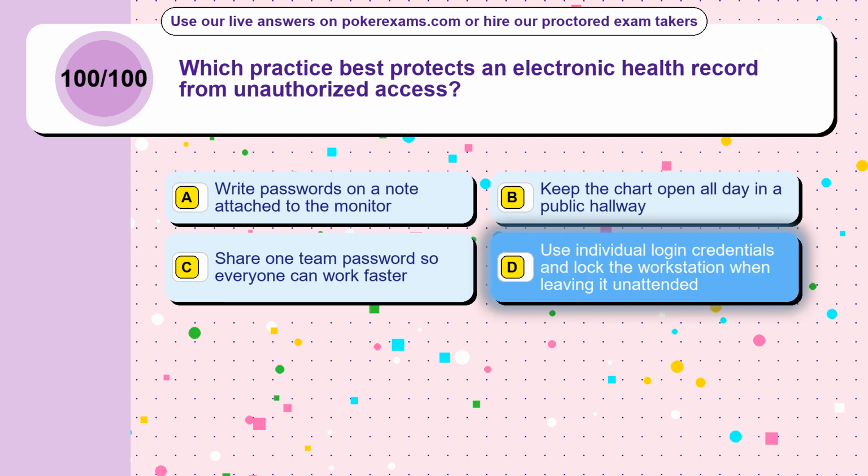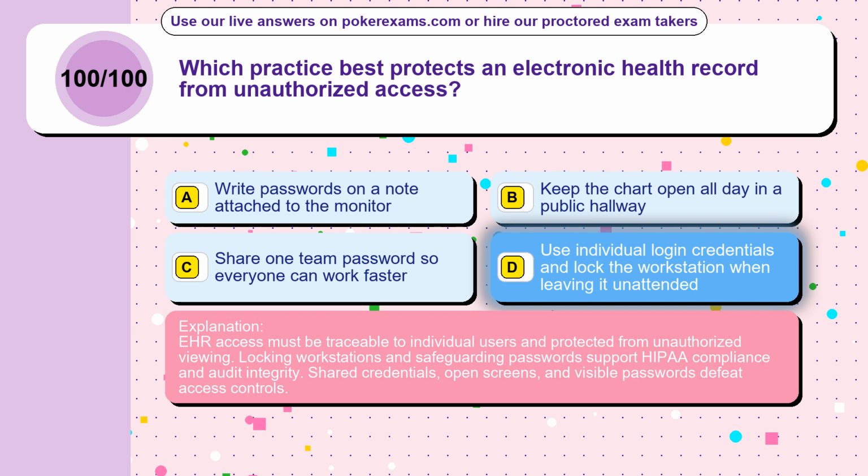The correct answer is option D, use individual login credentials and lock the workstation when leaving it unattended. Access must be traceable to individual users and protected from unauthorized viewing. Locking workstations and safeguarding passwords support HIPAA compliance and audit integrity. Shared credentials, open screens, and visible passwords defeat access controls.